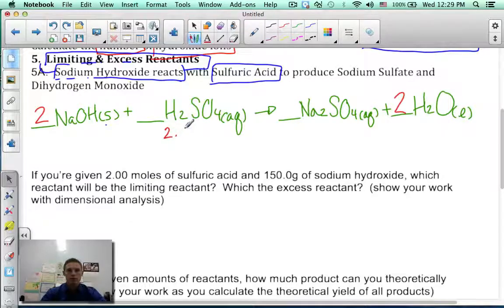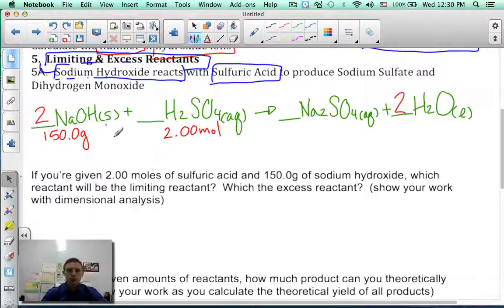So if I react this and I have 2 moles of sulfuric acid, I'm going to put what I have underneath the equation. And I have 150 grams of this. Now, here I have 150 grams. We haven't done this yet. Which reactant will be the limiting reactant? Which will be the excess reactant? Okay, let's try it out.